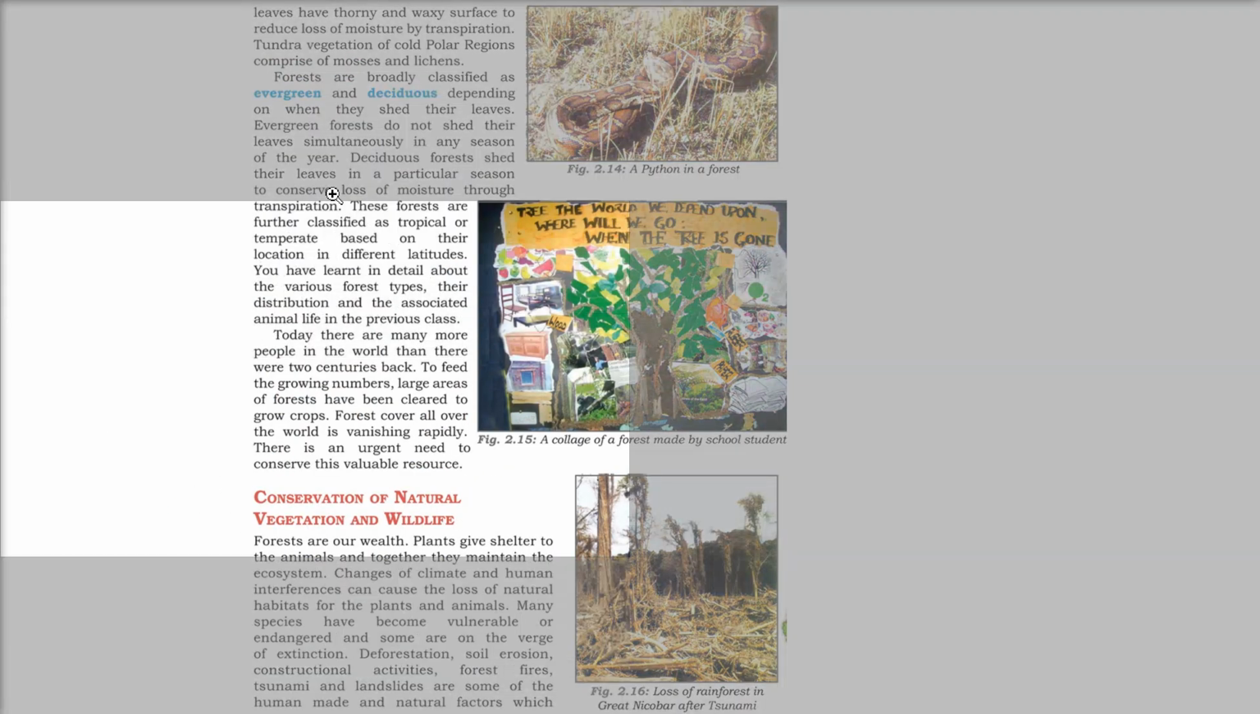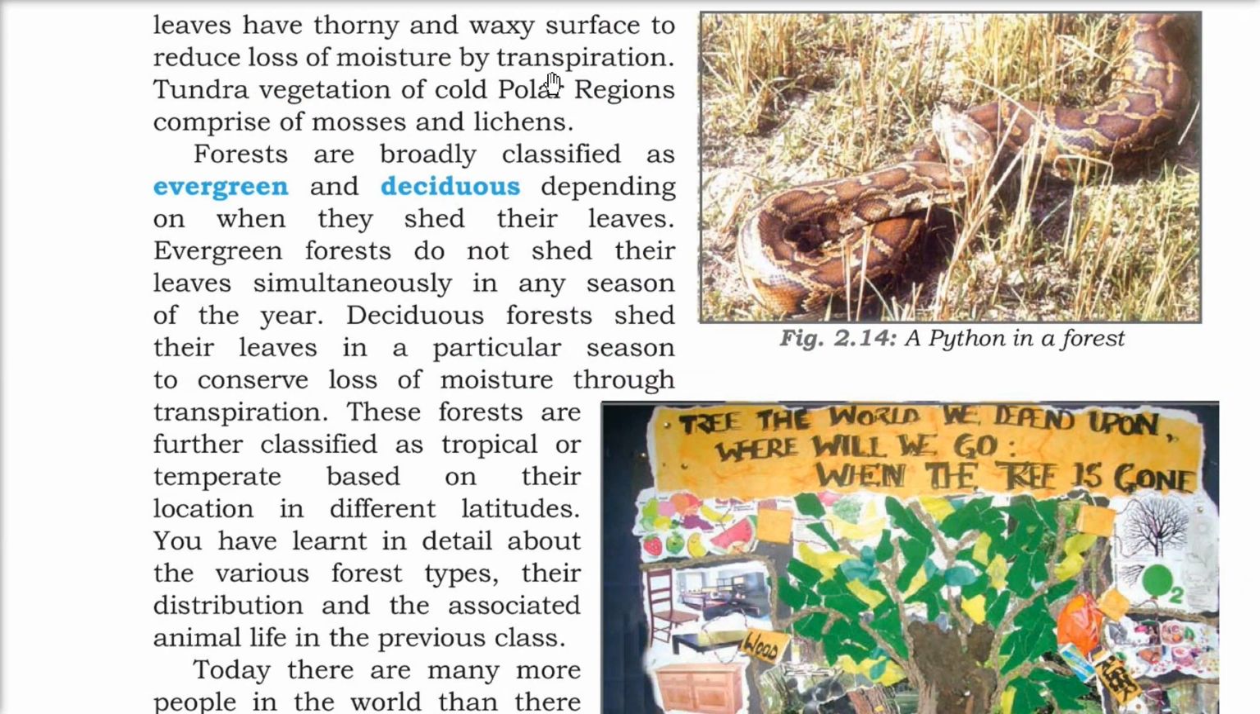Why are they thorny and waxy? In order to reduce the loss of moisture by transpiration. Then in tundra vegetation, if you go to the polar, cold region, there are mosses and lichens.